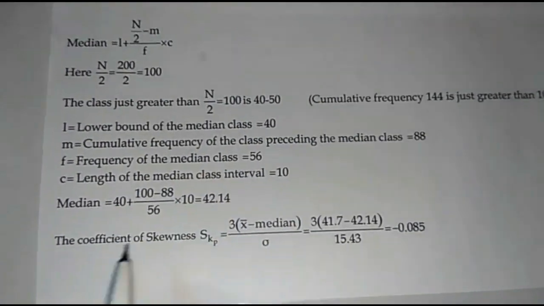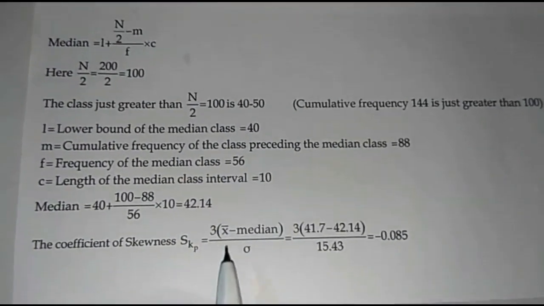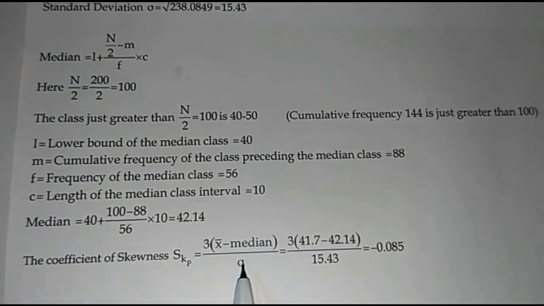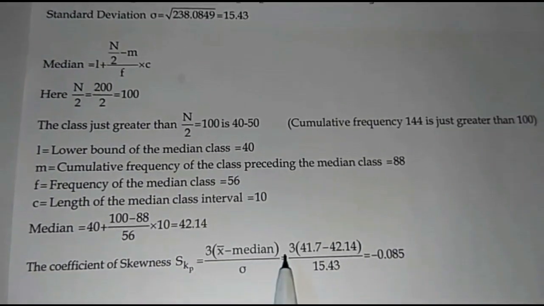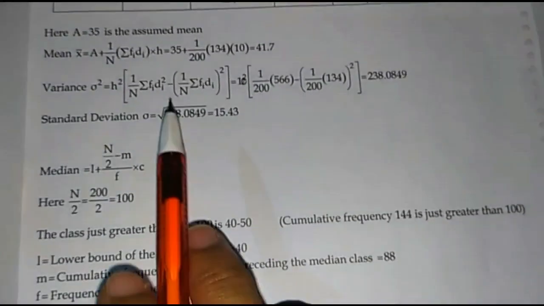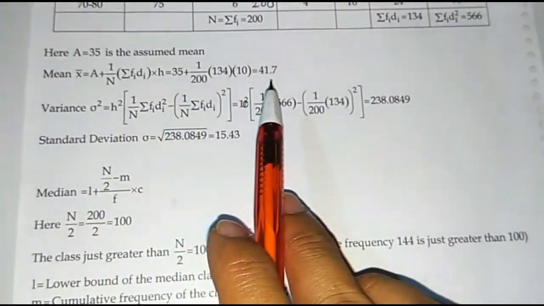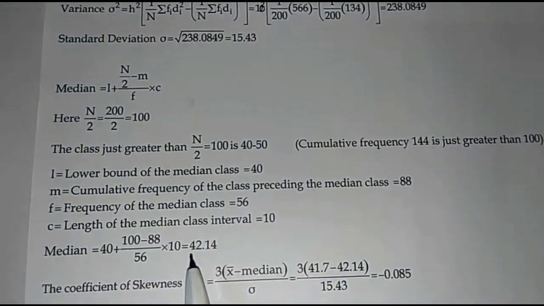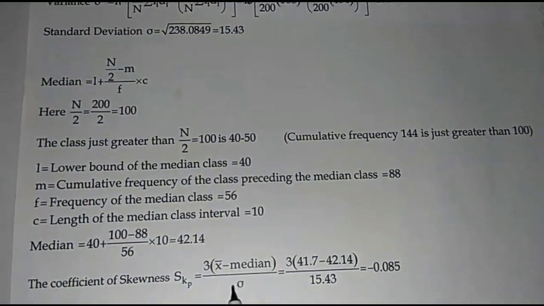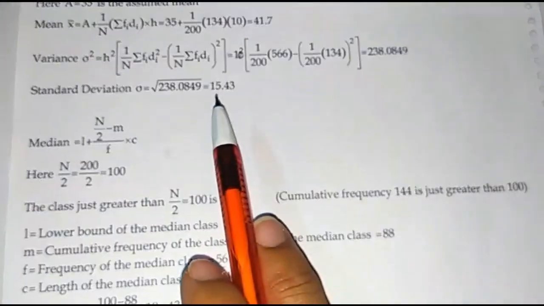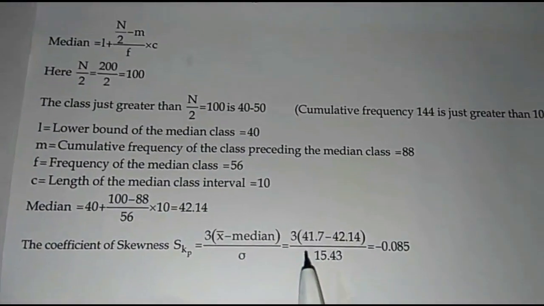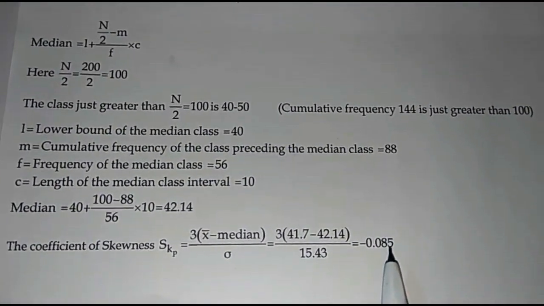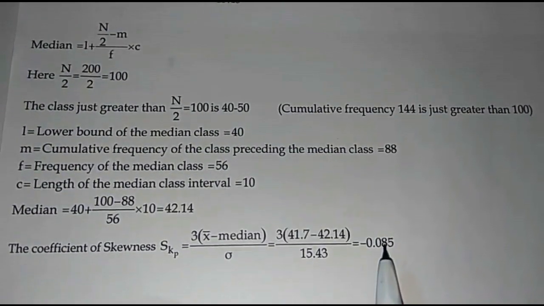Now the coefficient of skewness is given by Skp equals 3 into x bar minus median divided by standard deviation, that equals 3 into the mean of the distribution 41.7 minus the median we have just evaluated, 42.14, divided by the standard deviation 15.43. So that gives minus 0.085. So this is the coefficient of skewness.